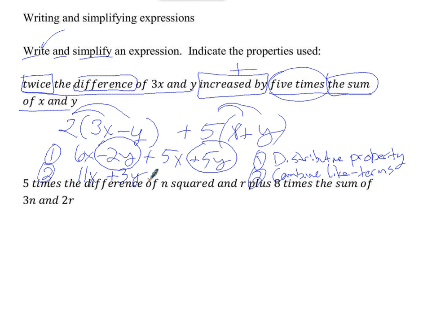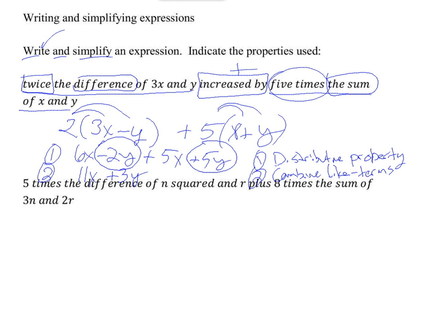X and y are not the same variable, so we cannot combine those. They're not like terms. That is now simplified. Okay? So 2 steps, we show them. 2 properties, we show them. I'd like you to work on the second one with a partner, the person you're sitting next to.